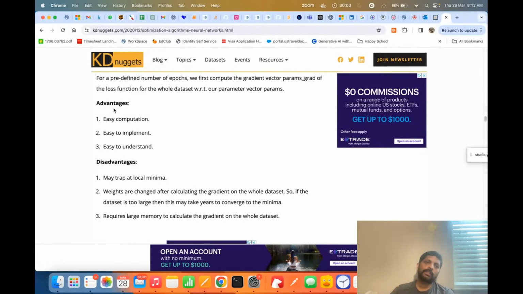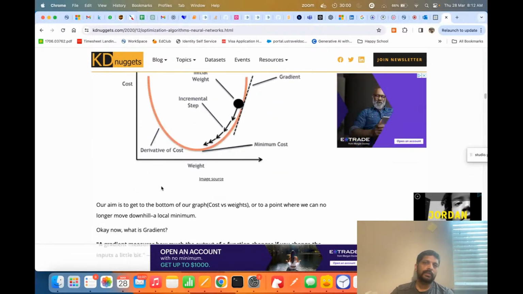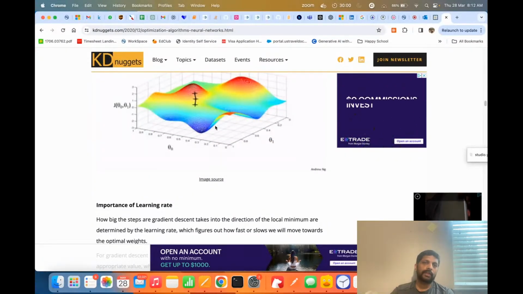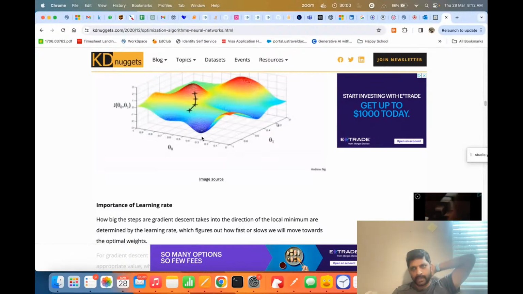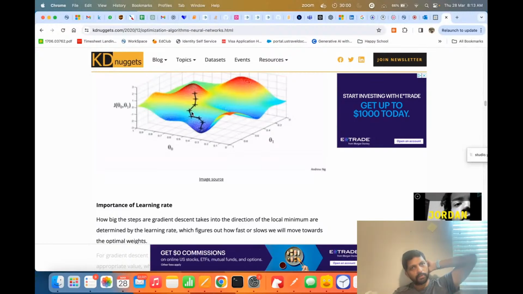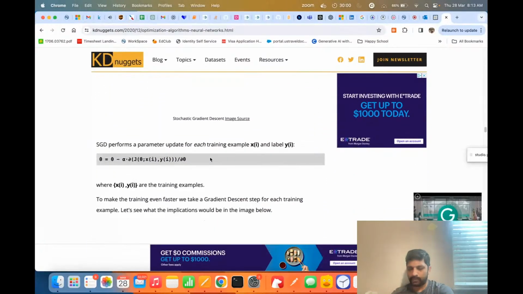Advantages of gradient descent are easy computation, easy to minimize, and easy to understand. Disadvantage: it may get trapped at local minima. That's correct. So what's happening here? Let's say this is one, this is two, this is three, and this is the maximum. The best minimal value is the global one, but gradient descent at times, if it is closer to this one, might go there depending on the starting point. So that's a disadvantage.